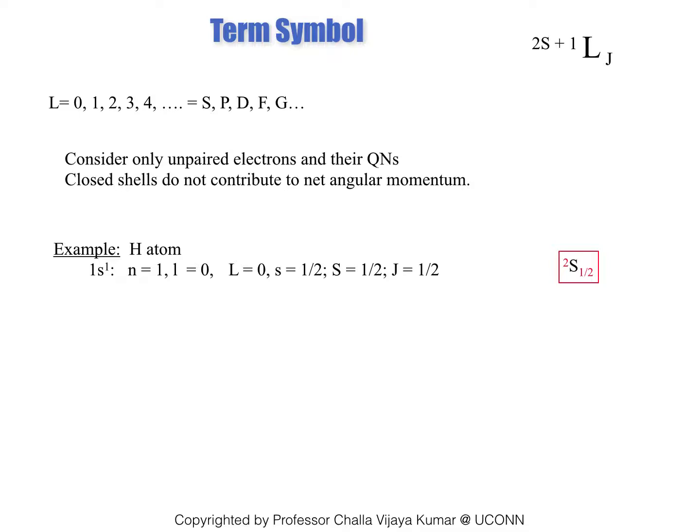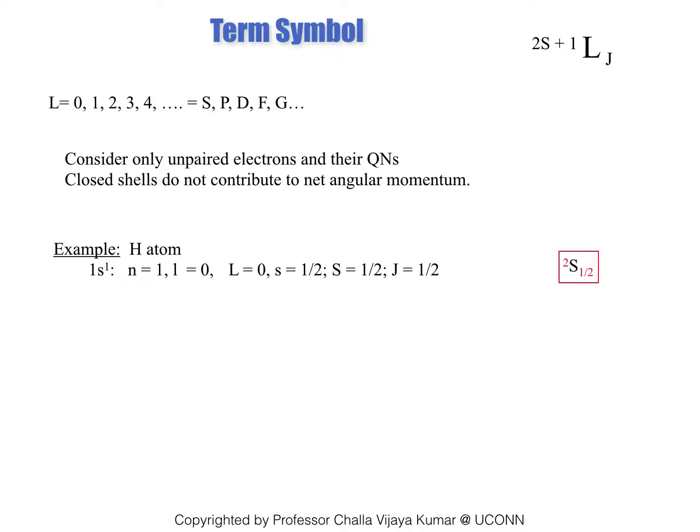Therefore, n equals 1, the principal quantum number. l equals 0 by definition. If lowercase l equals 0, capital L also equals 0. The spin quantum number s is 1/2. Therefore, the total spin quantum number, capital S, is also 1/2. So J is just 1/2. Everything is quite simple. So 2S plus 1 is 2 times 1/2 plus 1, which is equal to 2.